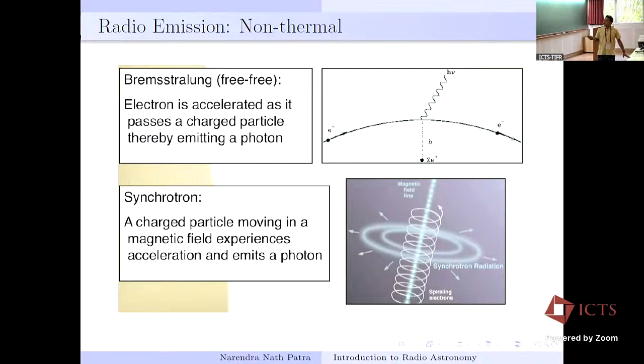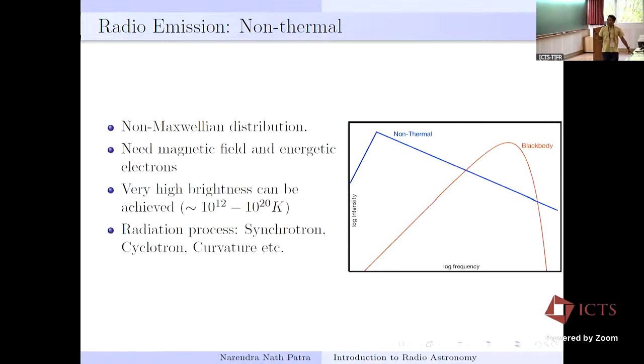Then you might have, for example, a charged particle in motion in a magnetic field, and it starts to gyrate, right? So that also emits radiation, which is in radio wavelengths, which is synchrotron. So these kinds of processes also give you radio emission, right?